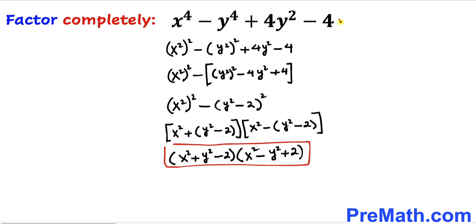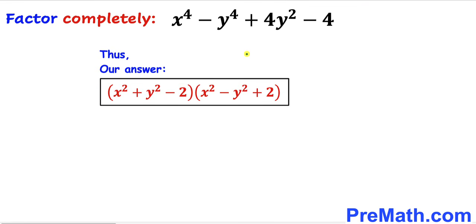for this given expression. So thus after all the manipulations, the complete factors for this given expression turn out to be (x^2 plus y^2 minus 2) times (x^2 minus y^2 plus 2). And that's our final answer.